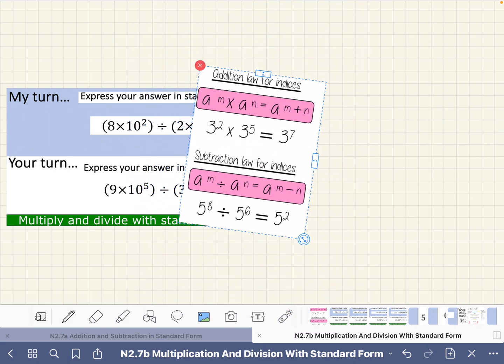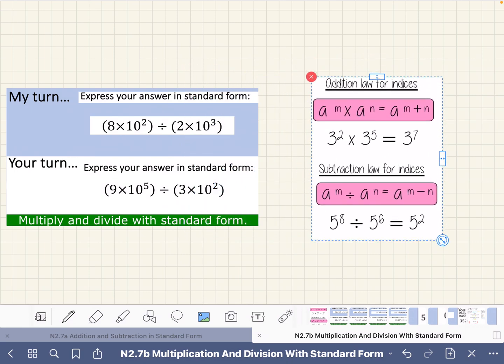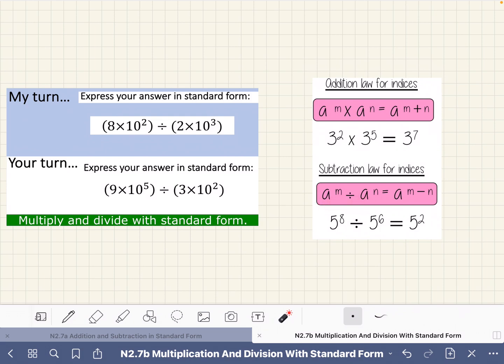Quick reminder for the index law. We can see that if we are dividing by values with the same base value, we can subtract the powers. That means that 5 to the power of 8 divided by 5 to the power of 6, the 5 would remain as it is, with the 8 take away the 6, giving us 2 on the end. We can apply this to standard form as we have our base values of 10 to the power of different numbers.